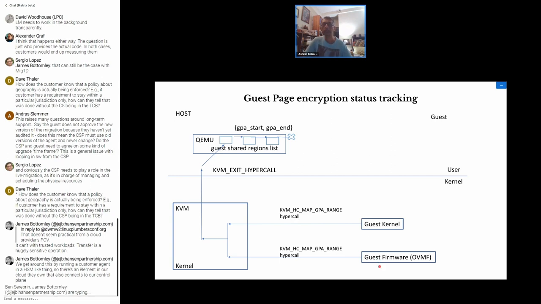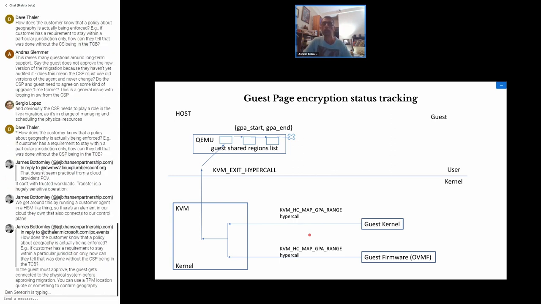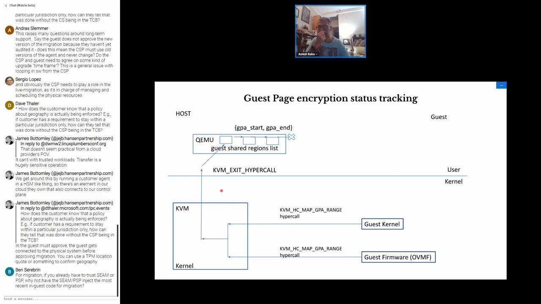What we basically have is the guest kernel and the OVMF making a specific hypercall, which is informing about the page encryption status tracking. This is the KVM_HC_MAP_GPA_RANGE hypercall. The host patches for this are already there as part of kernel 5.14. This goes into KVM, and then we have an exit path for this. It's passed through with a KVM exit hypercall exit code, and it passes through to QEMU.